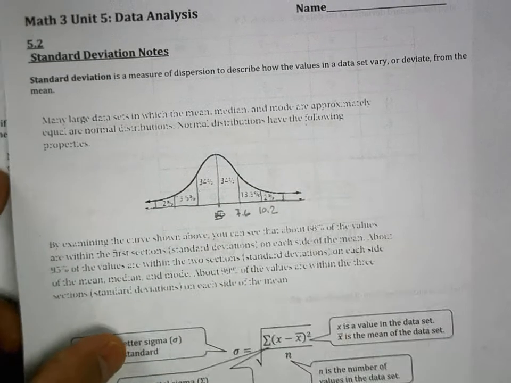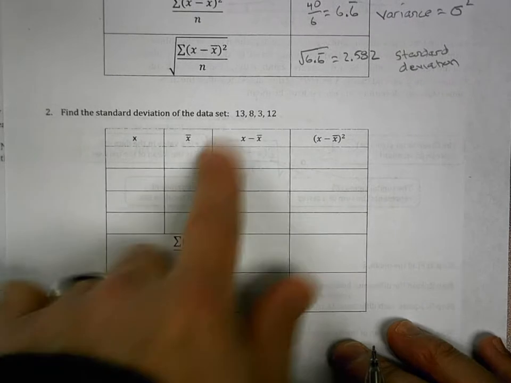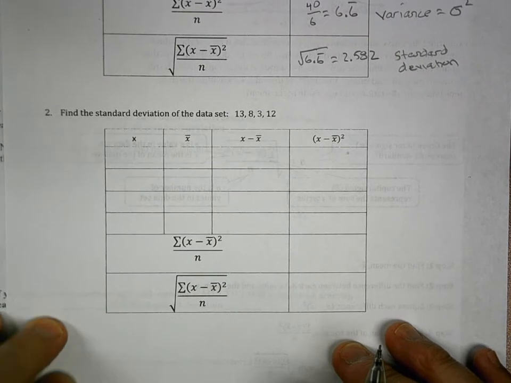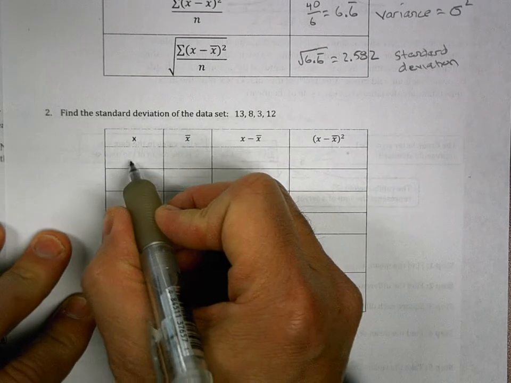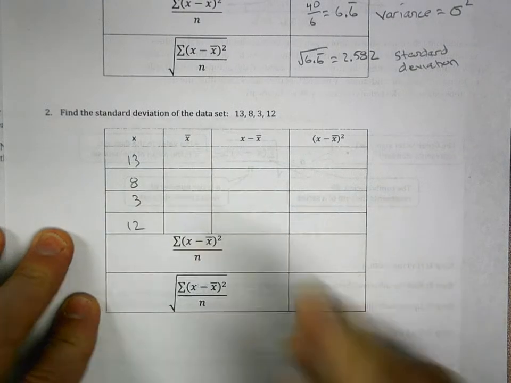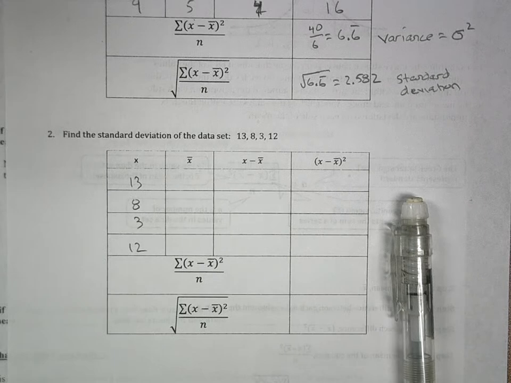Okay? All right. So let's go ahead and do number 2. We got these nice short set of numbers there. There's only 4 numbers. So let's find the standard deviation for these numbers. Let's write these numbers down. 13, 8, 3, and 12. Okay, so add those up. Divided by 4. This will give us our average, because we need that.